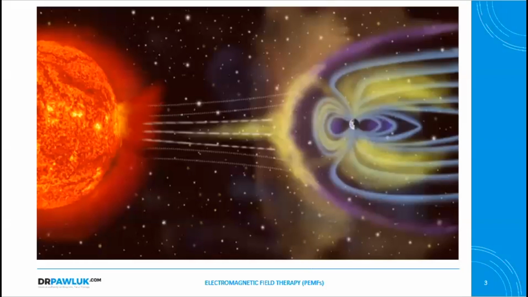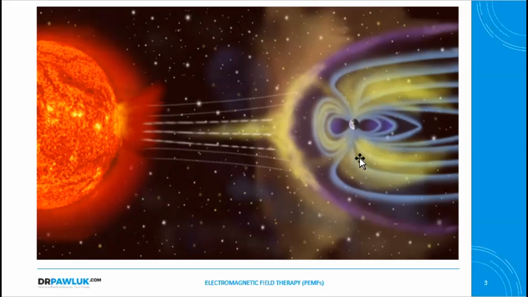Now the Earth is involved in a sea of electromagnetism. The sun radiates against the planet continuously. That radiation would normally basically stop life being able to happen on the planet itself. So here's the planet, here's the sun, there's the radiation.